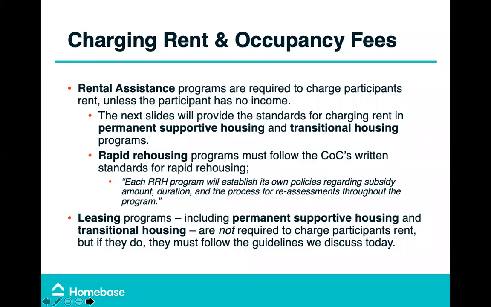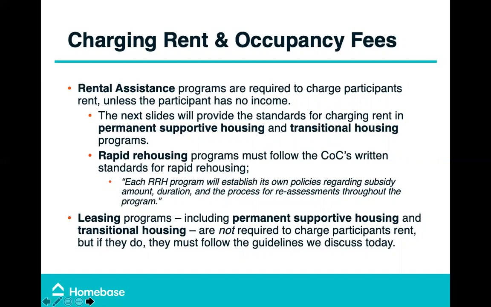So the first thing to know about charging rent and occupancy fees is that rental assistance programs are required to charge participants rent unless the participant has no income, because then when you calculate their income, you'll just get zero. And again, calculating income is going to be at the basis for how much you're going to charge, along with the other calculation steps we're going to talk about in a moment.